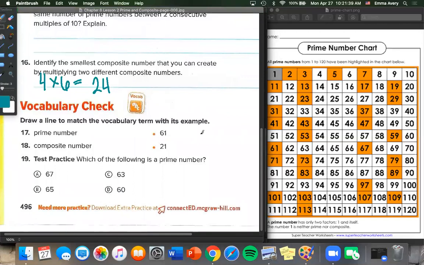Let's draw a line to match the vocabulary term with its example. So a prime number, let's look at our examples over here. Well, 21 is composite, so we're going to match that here. And 61 is prime. Test practice. Which of the following is a prime number? Well, let's look over at our chart over here. Is 67 a prime number? Yep, it's highlighted. And just to make sure, 63, not highlighted, 65, not highlighted, and 60, not highlighted. So that is the end of lesson 2.